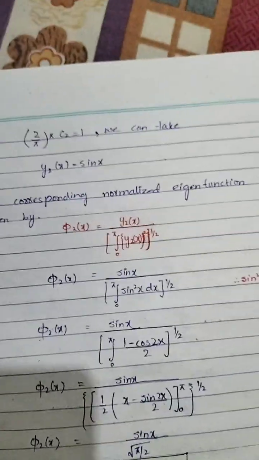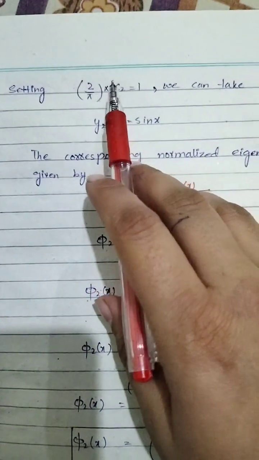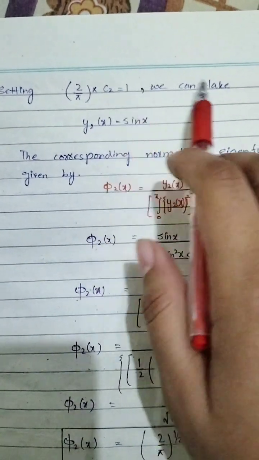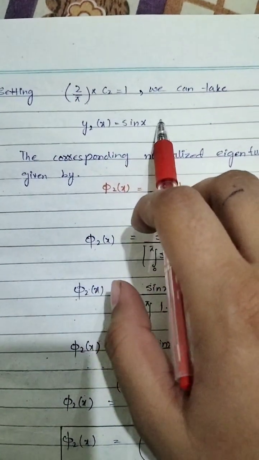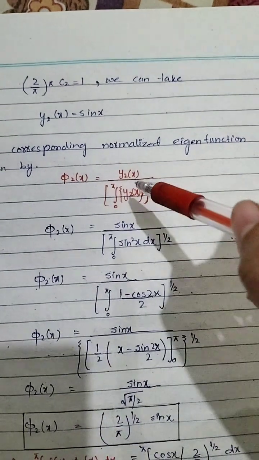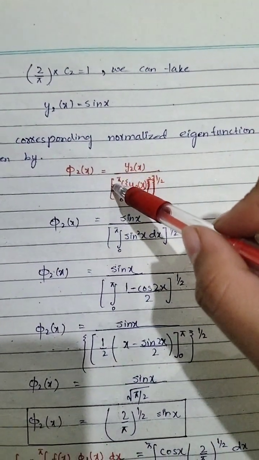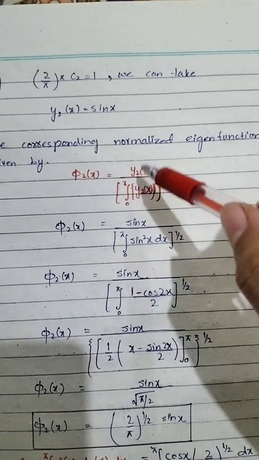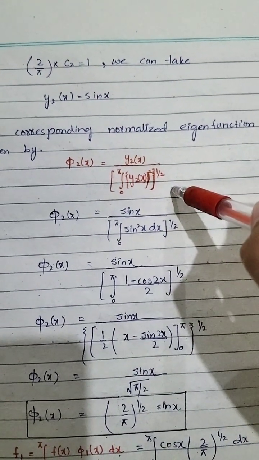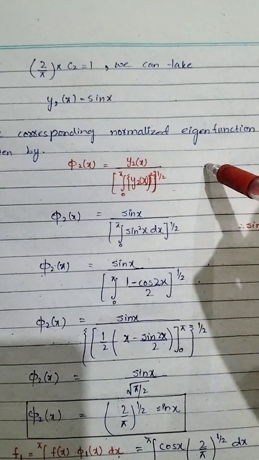Again the same method is applied, setting 2 by pi multiplied by c2 equal to 1. We can take y2 of x equal to sin of x. The corresponding normalized eigenfunction for y2 of x: we know the formula for phi 1 of x, and phi 2 of x is also this, only replacing y1 of x with y2 of x.